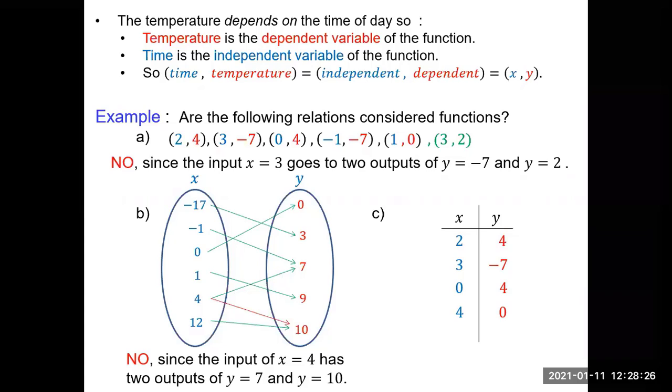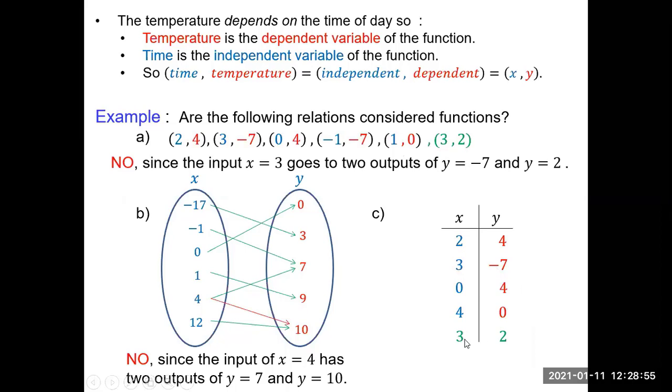One other representation of a function, similar to the prior page, was a table. Notice that every x or every input gives me a single output, and therefore, yes, this is a function. But what if we modify this again by creating one more ordered pair? You might notice that these are the same values that we had in this original table, or a few of the same values: 2, 4, 3, -7, 0, 4, and so on.